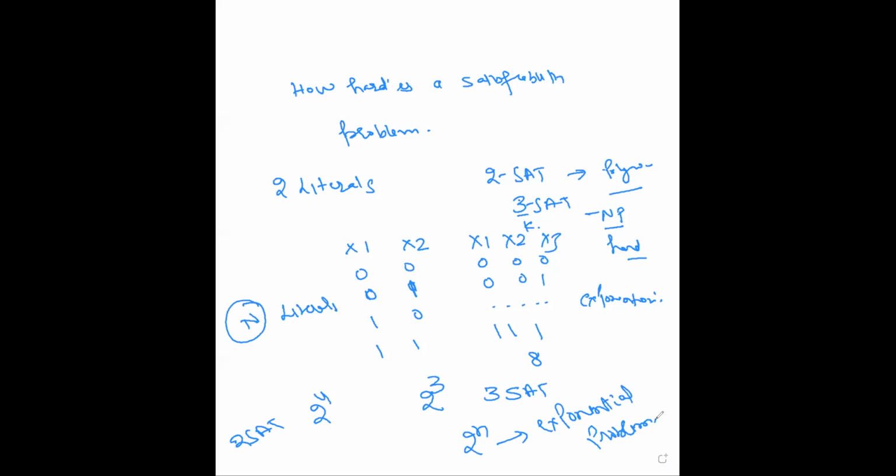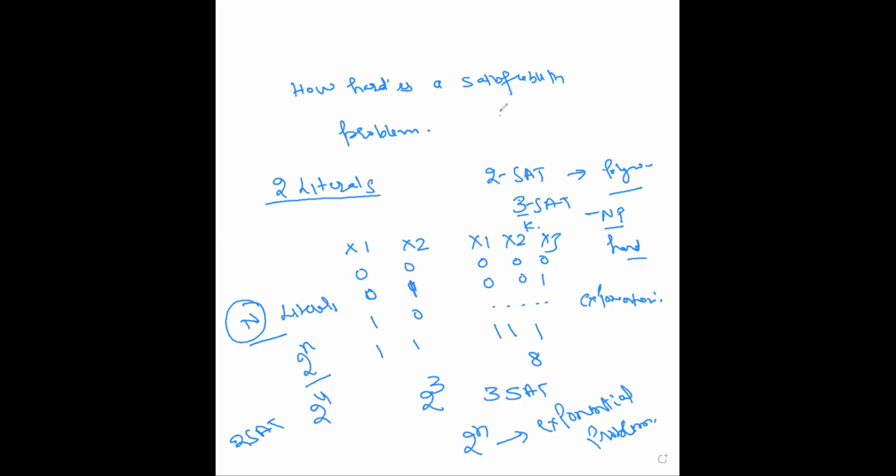So how hard a satisfiability problem is depends upon how many literals we have to solve. If there is a lesser number of literals, 2-SAT or 3-SAT, then it is still possible, but if n grows very large, then the problem complexity is also going to increase very much. That is why this is considered to be one of the hardest problems to solve.